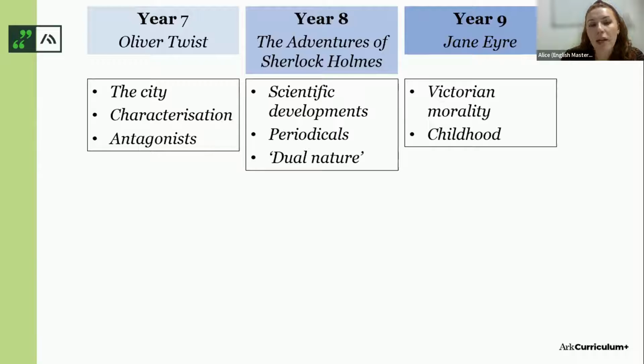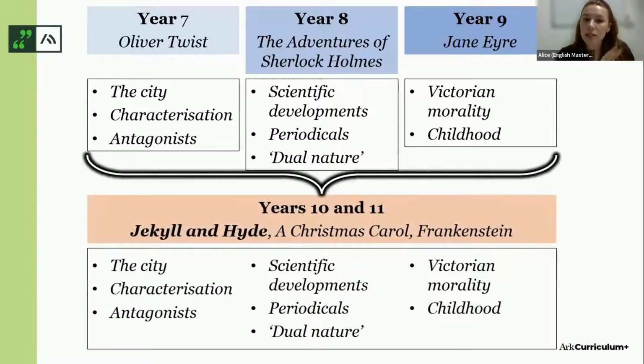So in Year 7, they learn about the city and characterization, then they learn about scientific developments in Sherlock Holmes, and that's built on even in greater depth in Victorian morality. And then you can see that all of those link to Year 10 and Year 11, so how that builds to those texts that they're doing. We've really carefully thought about that constantly, how they're building towards the Key Stage 4 text and giving them really powerful knowledge to be successful when they come to study Jekyll and Hyde, for example, or A Christmas Carol.